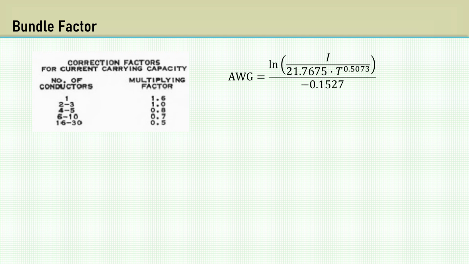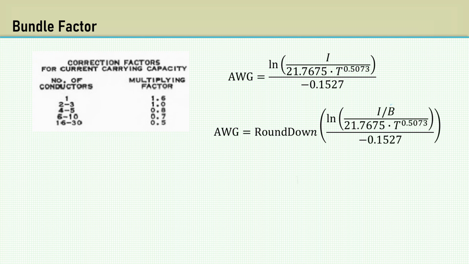Now we will employ the bundle factor in the equation. The correction factor is for current carrying capacity, which is reduced when bundled with other hot wires. Since we are returning a wire gauge and not a current, we need to increase the current input to return the larger equivalent gauge. This is the equation we have. We will simply divide the current I by B, the bundle factor.